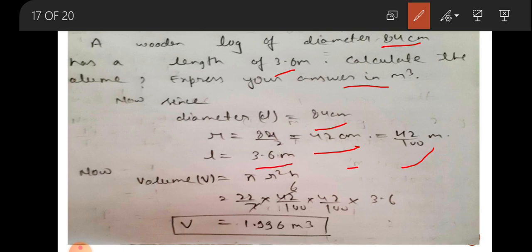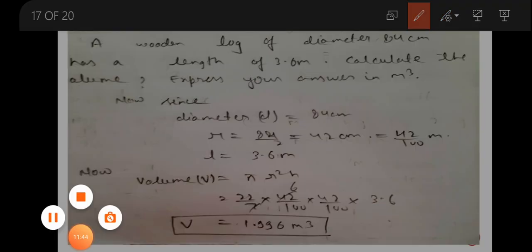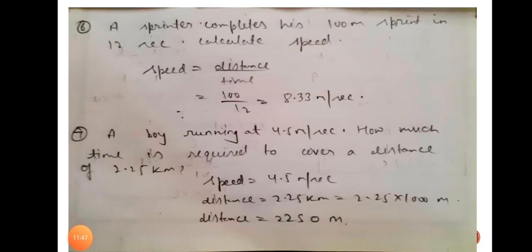Now length is 3.6 meter. Now we simply apply the formula of volume of a cylinder, which is given by pi r square h. So putting pi as 22 upon 7 and solving further, we get v is equal to 1.996 meter cube. So all this part is basic calculation, so I hope you will be able to perform the calculations. Now moving to our next question.